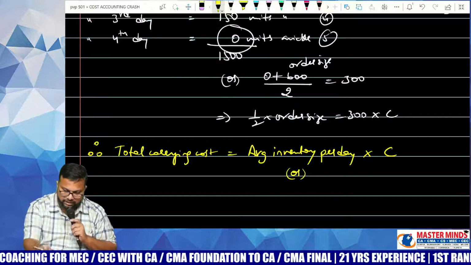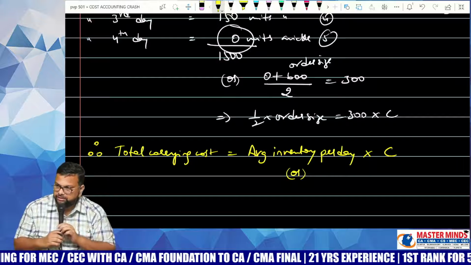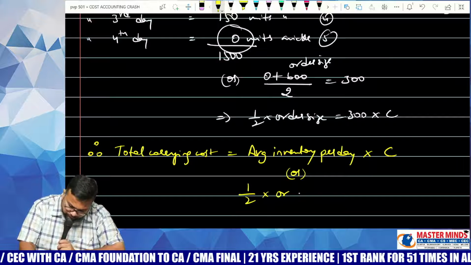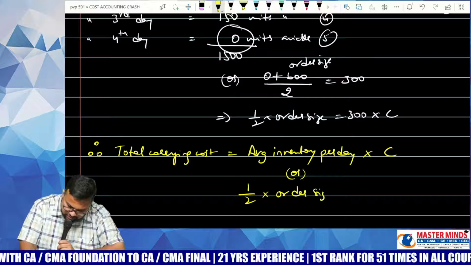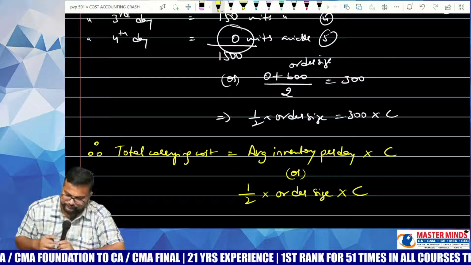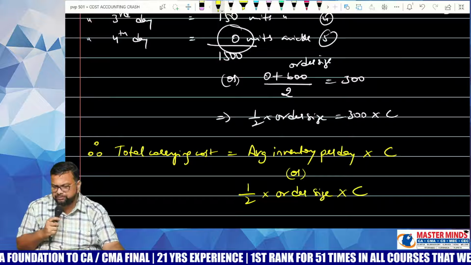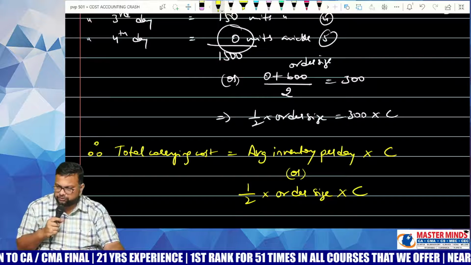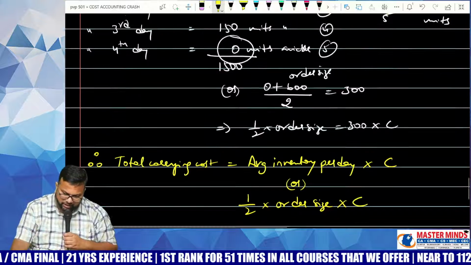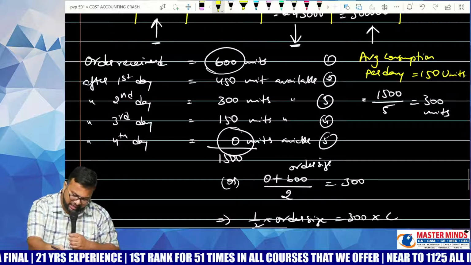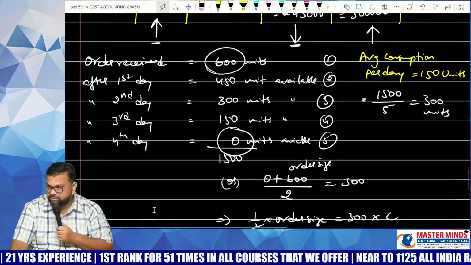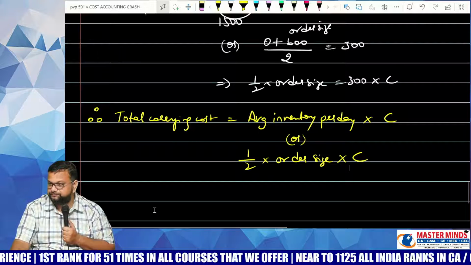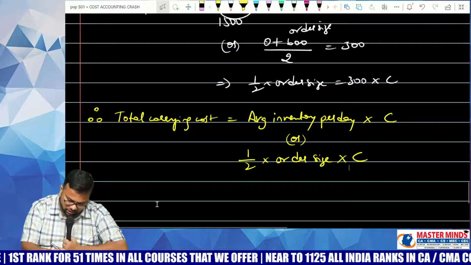Average inventory per day is 0 plus 600 divided by 2, or half into order size into C. Straight away, what we do is use average inventory per day. It is very difficult to calculate average inventory per day for each time in this manner. That is the reason why we straight away use the formula half into order size into C. Okay, so conclusion.